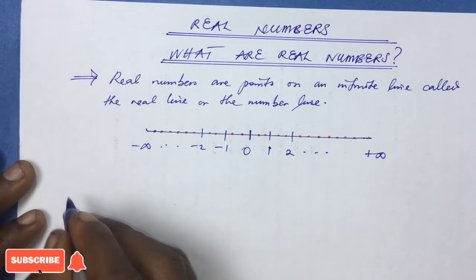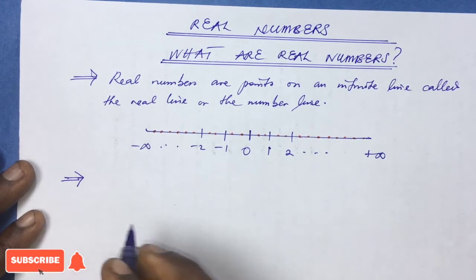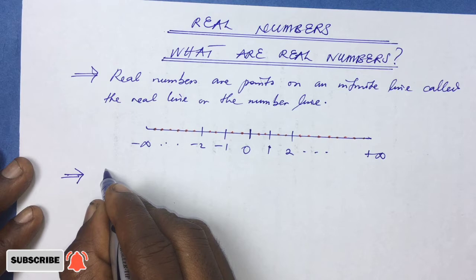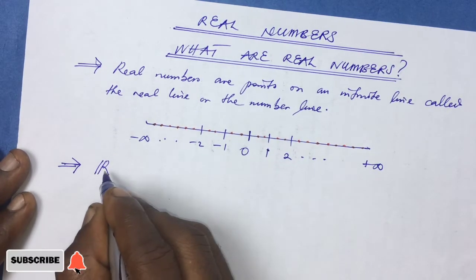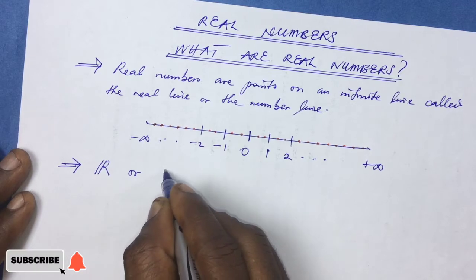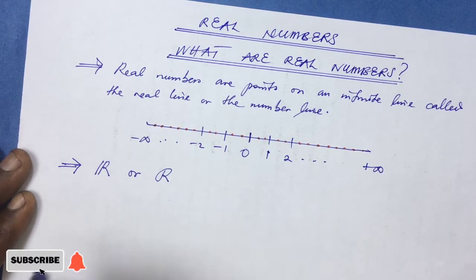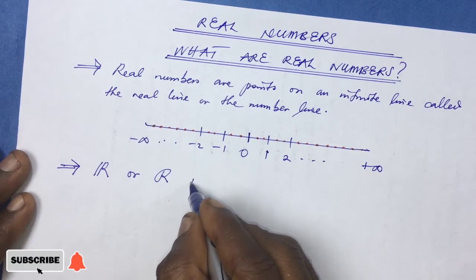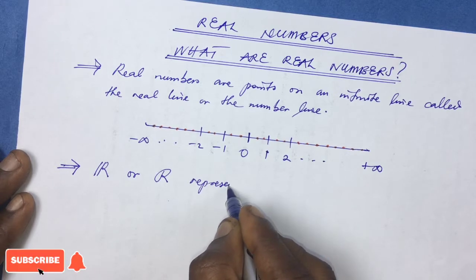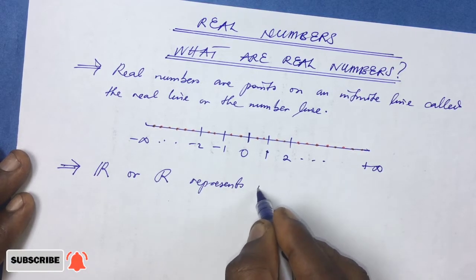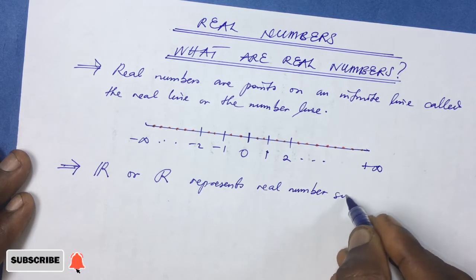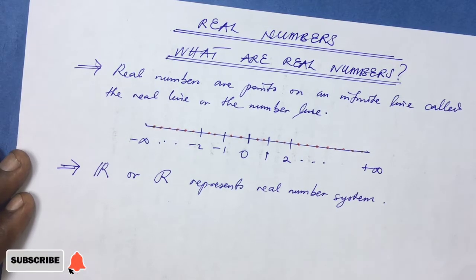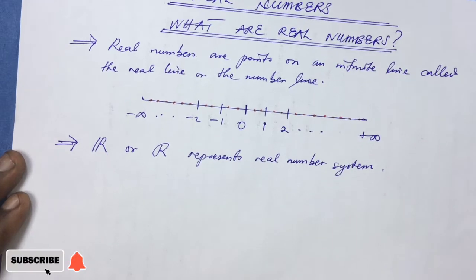Another thing I want you to know is we use the symbol R, an R with a double stroke, or this type of R. Either of them is used to represent real numbers. So this or this represents the real number system. That's the second point I want you to take note of.